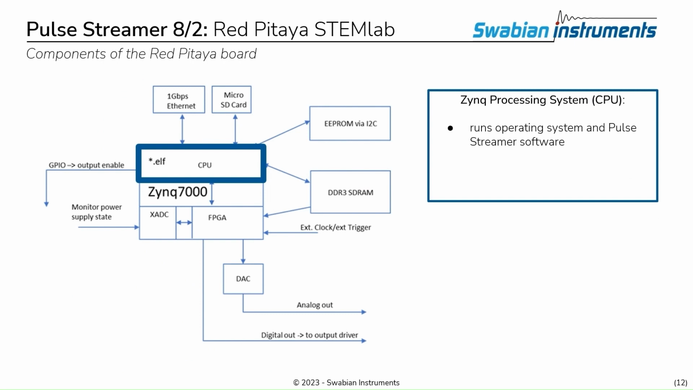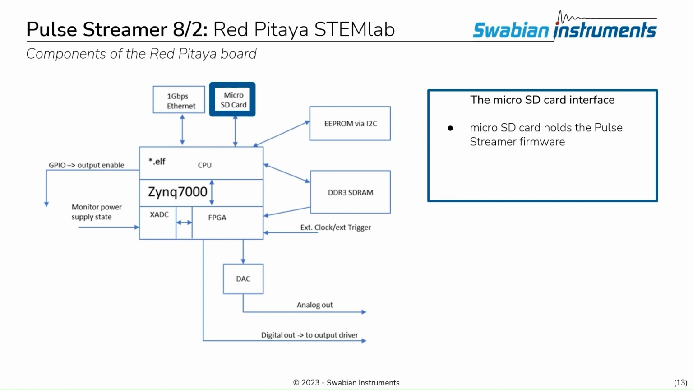Now let's focus on the components of the Red Pitaya board itself. The core of the Red Pitaya StemLab 125-14 is the Xilinx Zynq, which combines a CPU and an FPGA as a system-on-a-chip architecture. Overall, we use the following components of the Red Pitaya board. First, the CPU of the Zynq 7000 runs a customized Linux operating system with proprietary Pulse Streamer software.